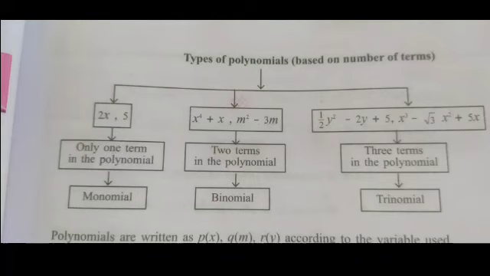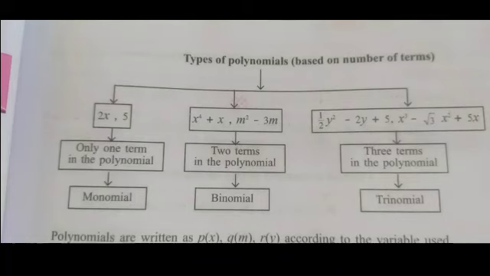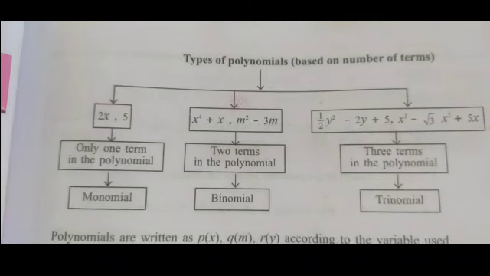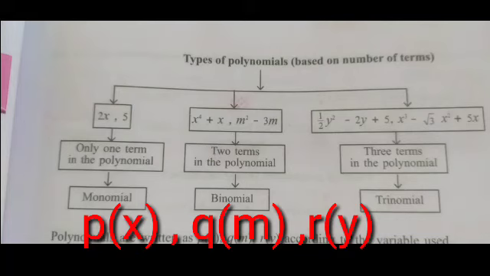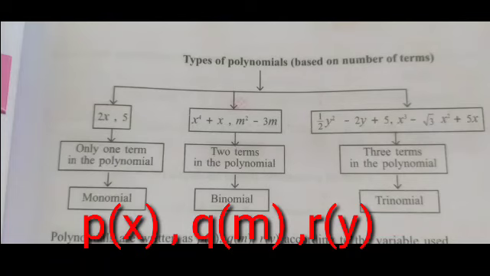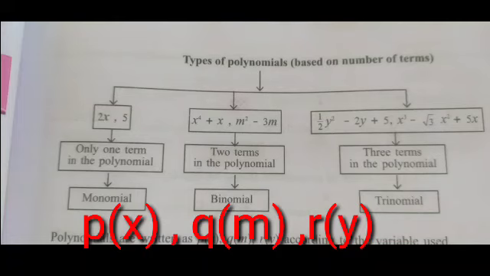In monomial, only one term is present. In binomial, two terms are present. And in trinomial, three terms are present. Actually, polynomials are written as p of x, q of m, or r of y according to the variable which is used there. If the x variable is used, we can write p of x. If the variable is m, we can write q of m. In this way, we can write these polynomials.